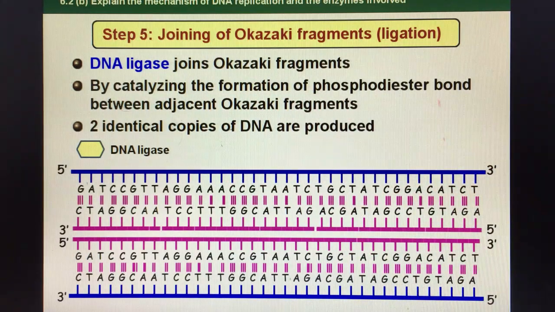So DNA ligase joins the Okazaki fragments by catalyzing the formation of a phosphodiester bond between the adjacent Okazaki fragments. So it will bind to the gap between the fragments, and what happens is that it forms a new phosphodiester bond between the sugar and the phosphate group. So once the phosphodiester bond is formed, two continuous identical copies of DNA are produced. And that's the end step of DNA replication.